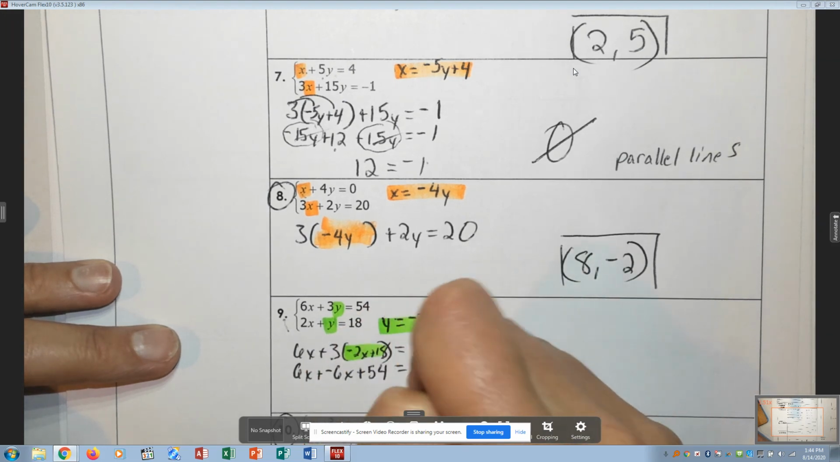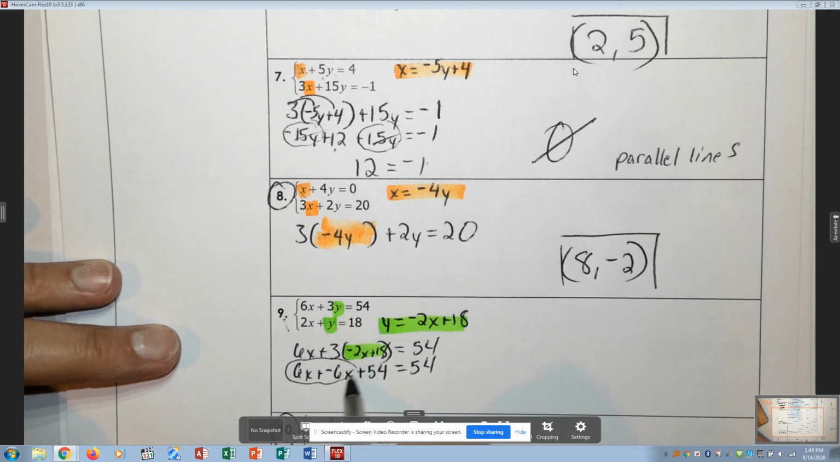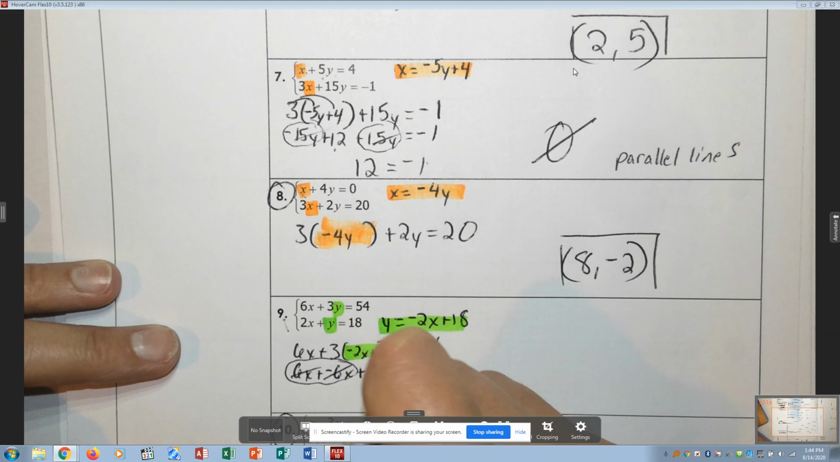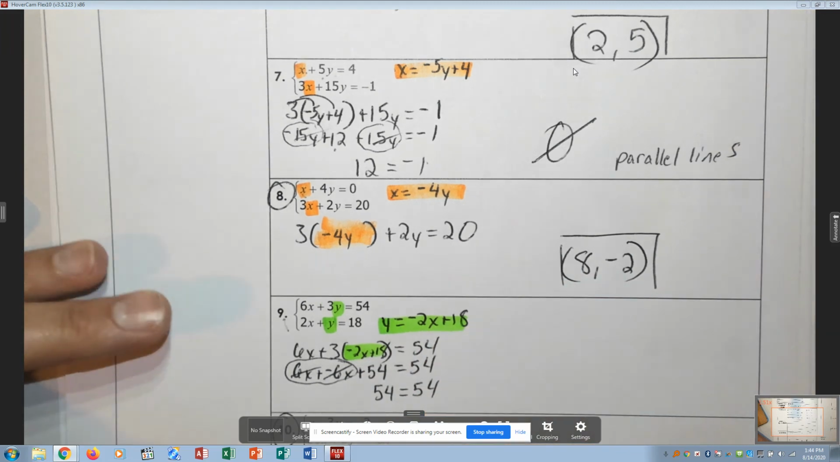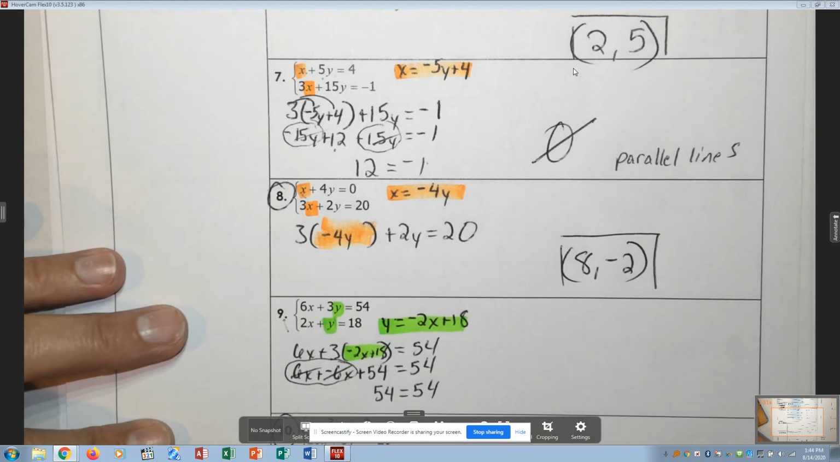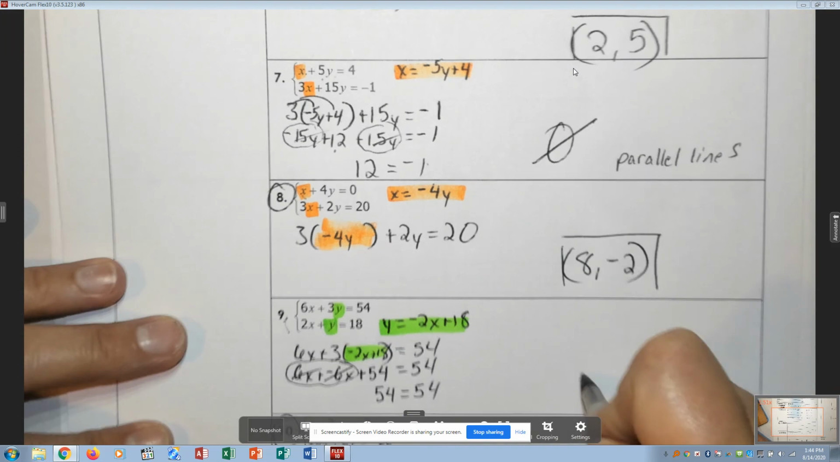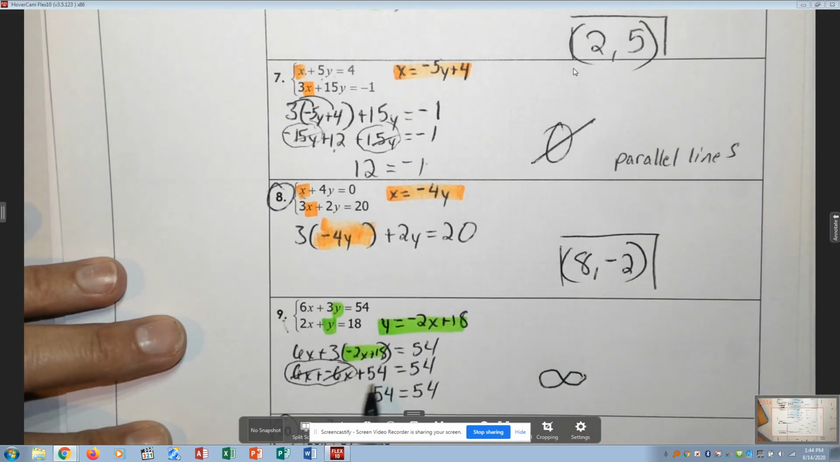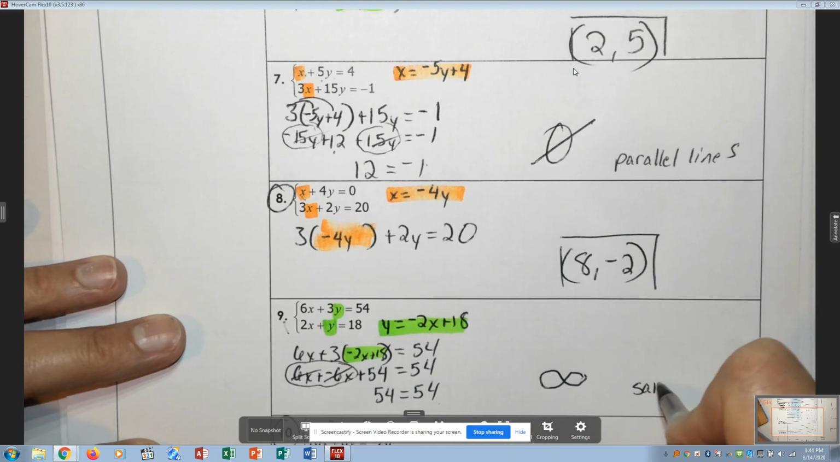All right, combine like terms. These combine. Oh, they cancel out. So I get 54 is equal to 54. Well, of course 54 is equal to 54. So here's an example of infinite solutions, right? Because you have no more variables left. 54 is always going to be equal to 54. So this is an example of the same line. If I were to graph these, you would get the same line.